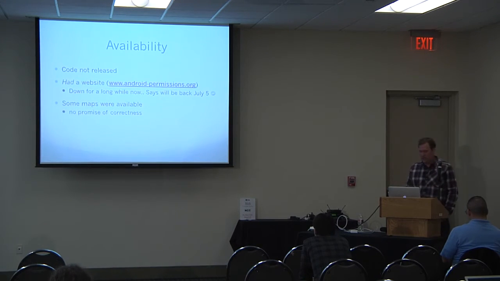So in terms of availability, they released no code. But they did put up a website, androidpermissions.org, which was housing permission maps that they generated. And they housed them and said they weren't necessarily correct, and we're always offering for people to submit fixes to them. So that doesn't really make you feel very good, even though the people working on the problem are very reliable.